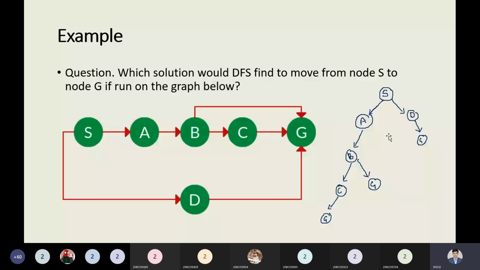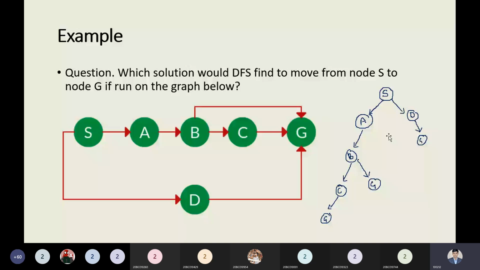The answer is already hidden in the concept or its definition. As DFS traverses, as we have seen in the data structure as well, the deepest node of the tree will be considered first. So what is the deepest node? G. From the left side, from S to A I have to go, and A to B, and B to C, and C to G. This is my path.